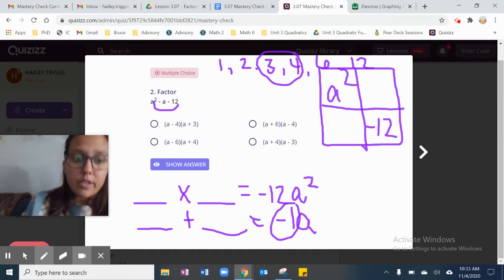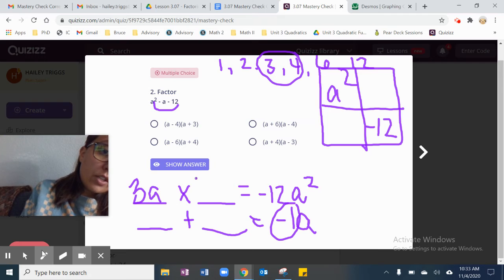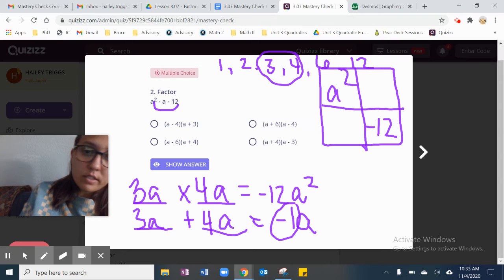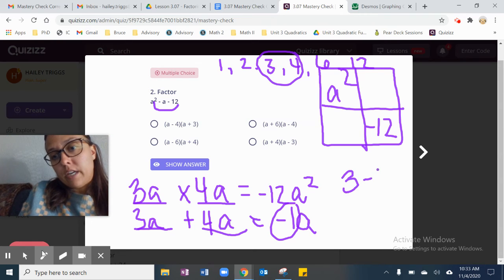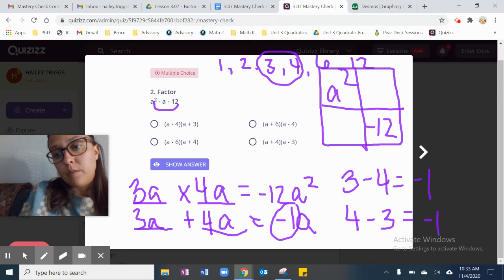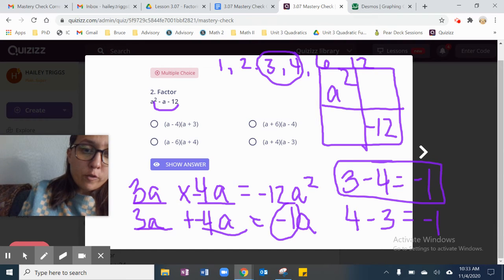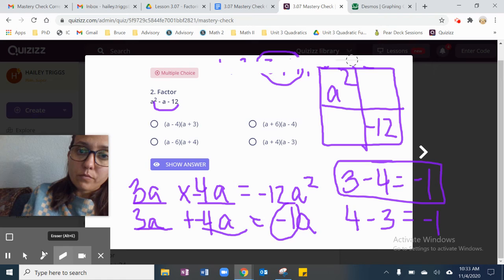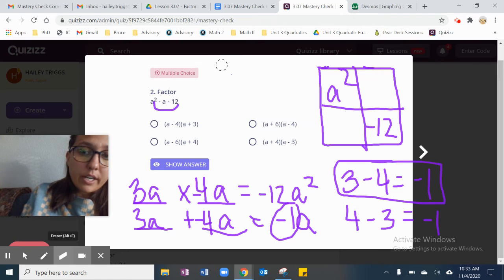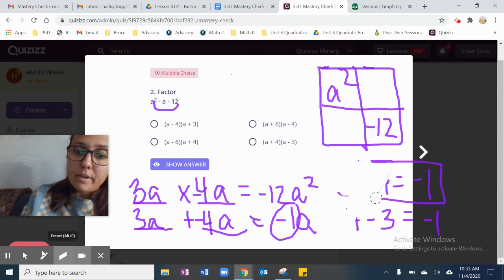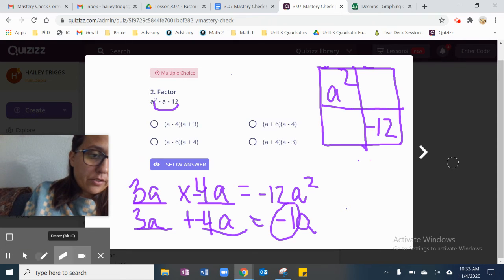3 and 4 are going to be the ones that we choose because they are 1 apart, but one of them needs to be negative and one of them needs to be positive. So will 3 minus 4 give us negative 1, or will 4 minus 3 give us negative 1? Hopefully you chose that, so we'll make our 4 negative. So now we can put positive 3 and negative 4 into the box, and then we can factor out the greatest common factors.